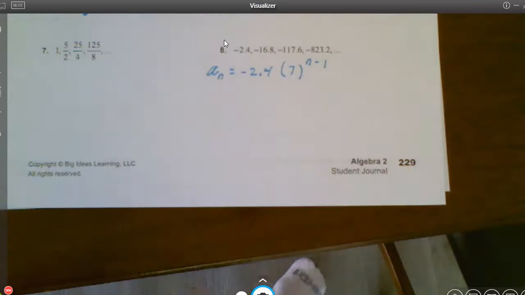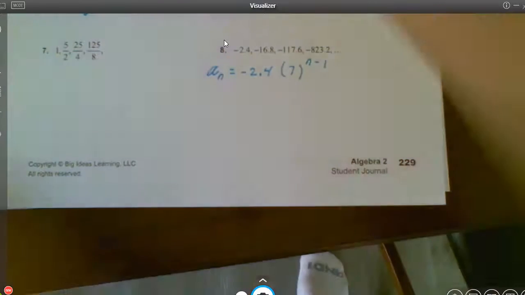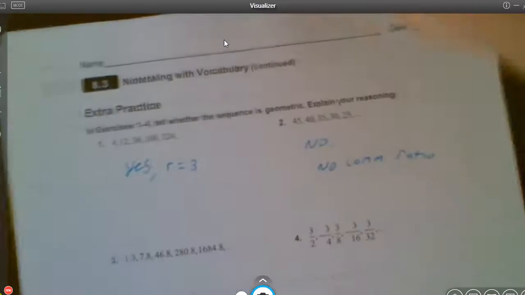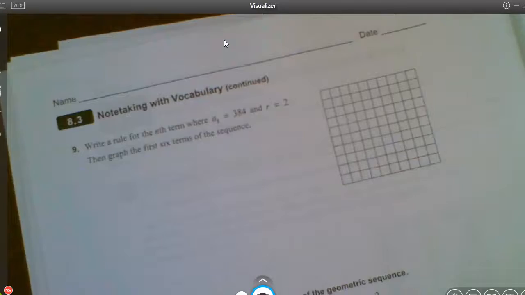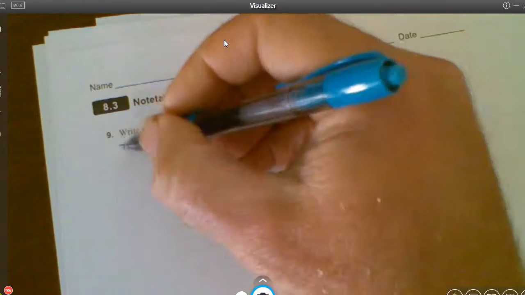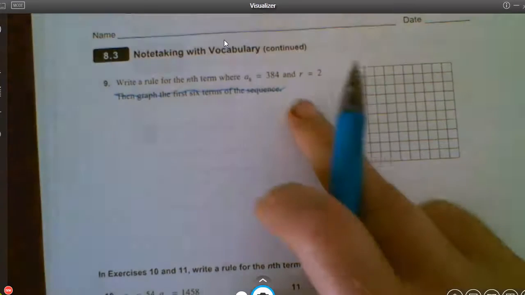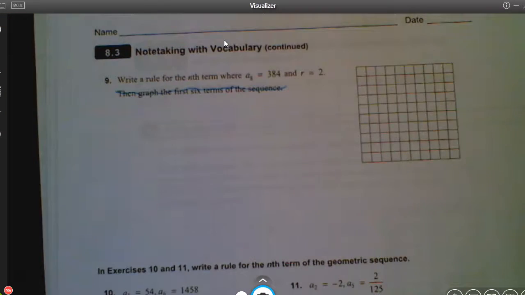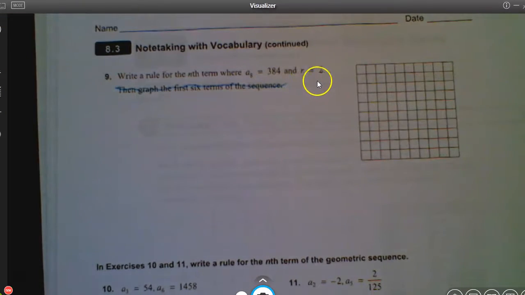All right, let me flip to just a couple last ones here to show you. I've got 2 last ones to show you. So let me turn the page, go to number 9. Again, on these, we are not graphing, so don't worry about that part. On this one, they're telling me that the 8th term is 384, and the common ratio is 2.